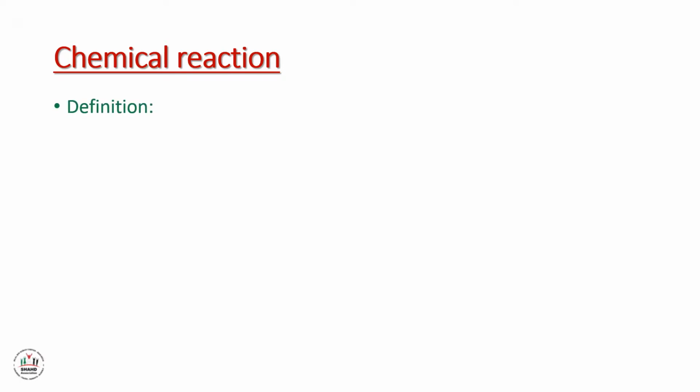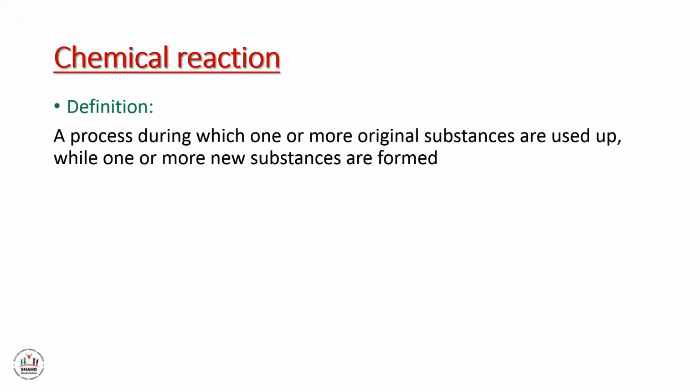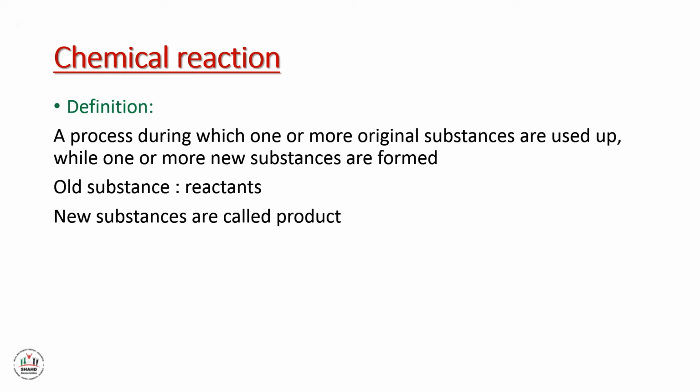In the Explore section, we saw the difference between melting and burning in terms of what we get. Our lesson today will be about the chemical reaction. As a definition, a chemical reaction is a process during which one or more original substances are used up while one or more new substances are formed. The original substances are called reactants, and the new substances are called the products.